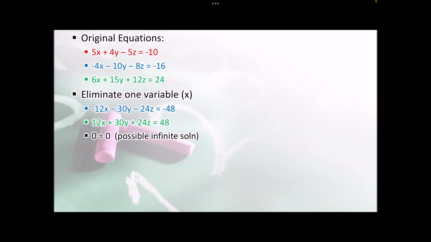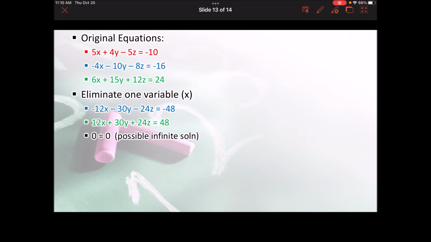So that means I do possibly have an infinite number of solutions. So what do I need to do next? Well, I can't stop there. I've got to eliminate the same variable using two different equations. So in my original, I used the green and the blue equations, equations 2 and 3. Now let's eliminate the x variable. Let's use the first and second equations to eliminate my x variable. Go ahead and pause the video until you have that done.